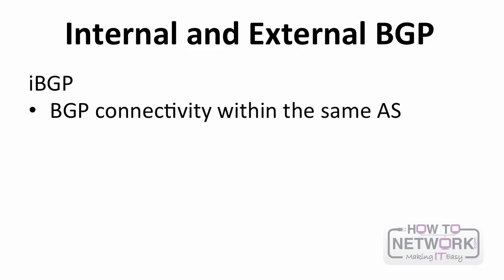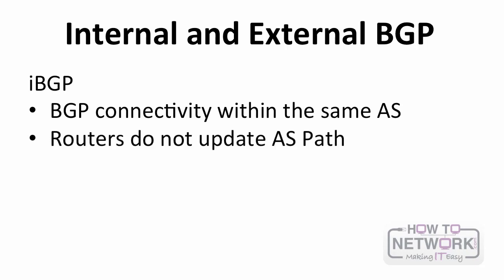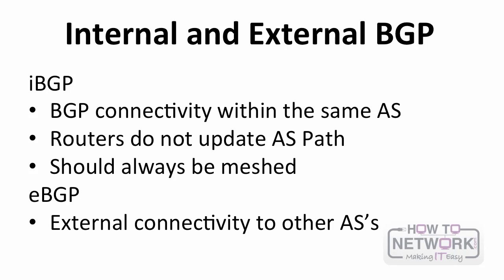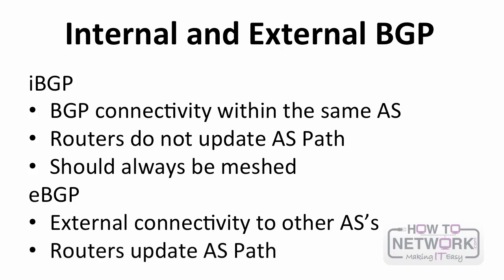Now, internal versus external BGP. iBGP is something you would run basically interior to your company. It's BGP connectivity within the same autonomous system. In this, routers do not update AS path. Normally they should never have to because you're running the same autonomous system. And in iBGP, things should always be meshed. Routers should always be fully meshed. And there are ways you can get around this, and we'll talk about that in a little bit. Now, eBGP is external connectivity to other ASs. And routers do update the AS path in those cases.